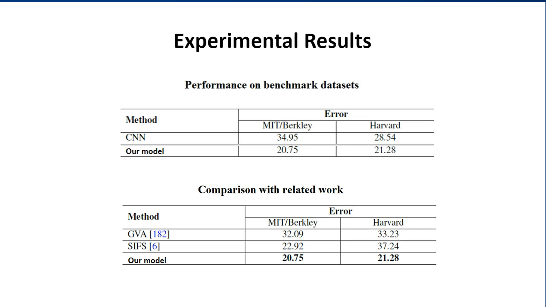This is the result. For example, if we use this convolutional neural network without any projection model, on 2 benchmark datasets, this is the estimation error. But once we include the illumination model and the projection model, you can see a significant decrease in the reconstruction error. And this is a comparison with some state-of-the-art methods.